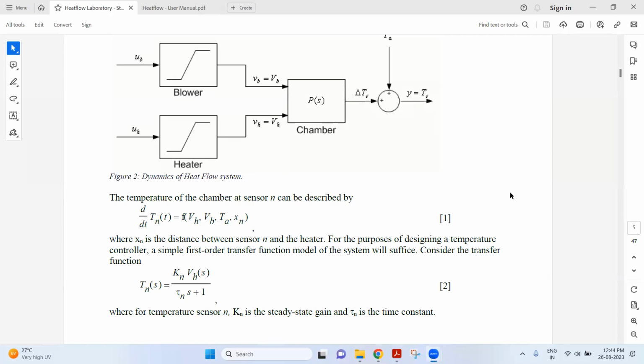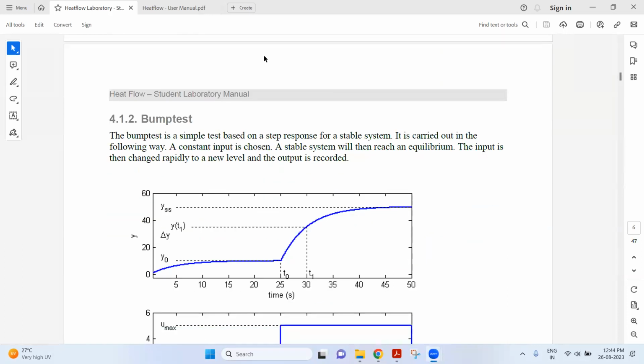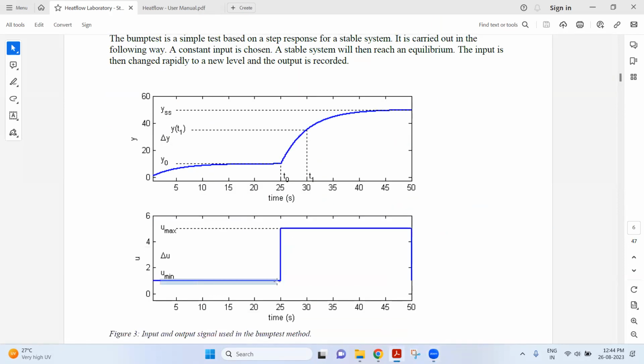Now see what the input was. The input was this line. We got the output in this way, in a curve. So you can see there is a variation between the input and the output. There are some losses.